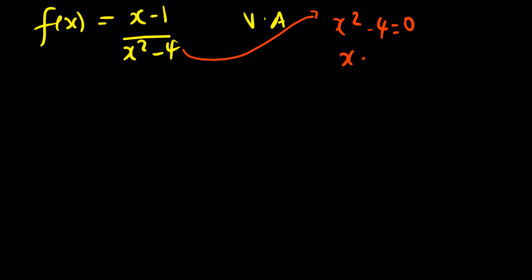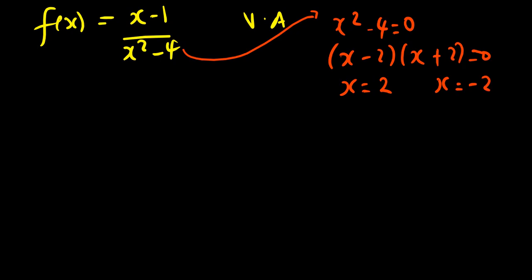So what are you going to have? This is a difference of two squares. x plus 2 is equals to 0, so x is equals to negative 2. Again, x minus 2 is equals to 0, so x is equals to 2. Then for the horizontal asymptote, in this case, what are you going to have? The power of x in the denominator is greater than the power of x in the numerator. This is 1, this is 2. So as long as there's that condition, your horizontal asymptote will be at y is equals to 0.